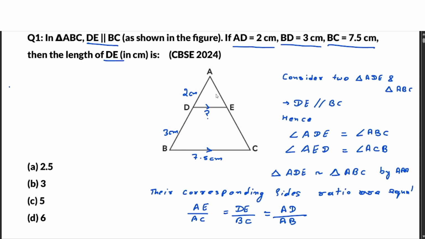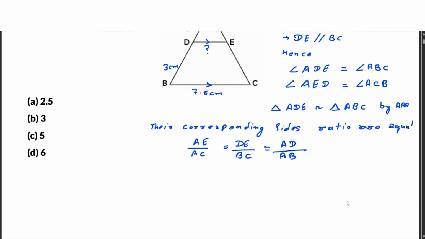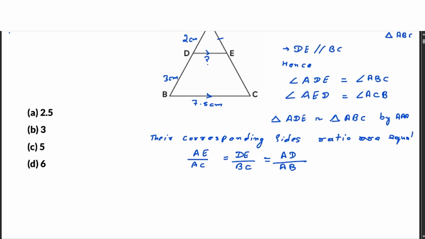Because AE is a smaller side of triangle ADE, and the bigger sides are basically the sides of triangle ABC, their corresponding sides ratio are equal. Now we have to find DE, so we can take the equation AD over AB is equal to DE over BC.